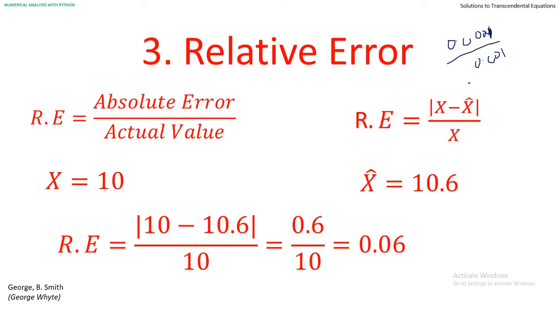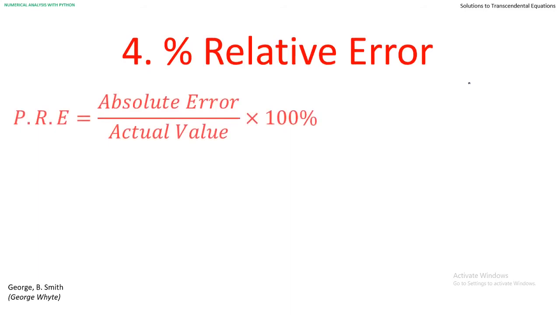Let's say we want to express it in terms of percentage. If you are expressing something that lies between 0 and 1 in terms of percentage, then it's going to be between 0 and 100%. So basically what you need to do is to pick whatever you have here and multiply it by 100. So our percentage relative error is going to be the absolute error divided by the actual value times 100%.